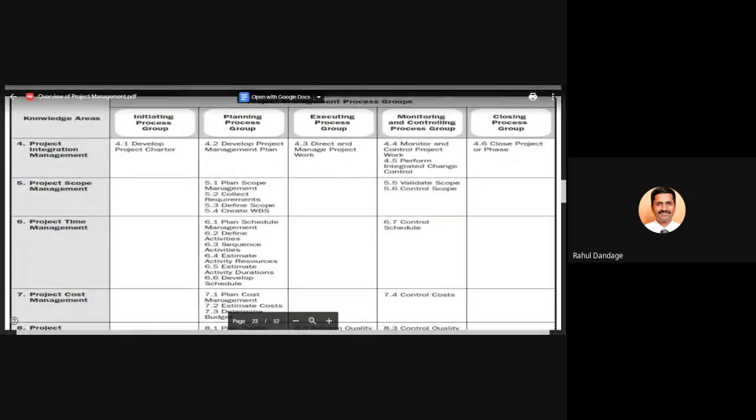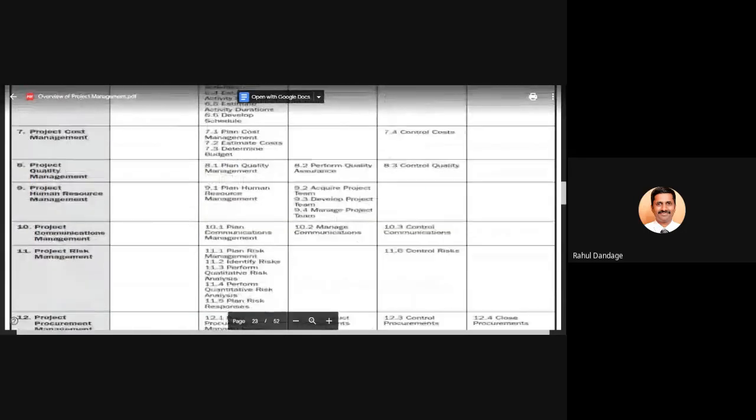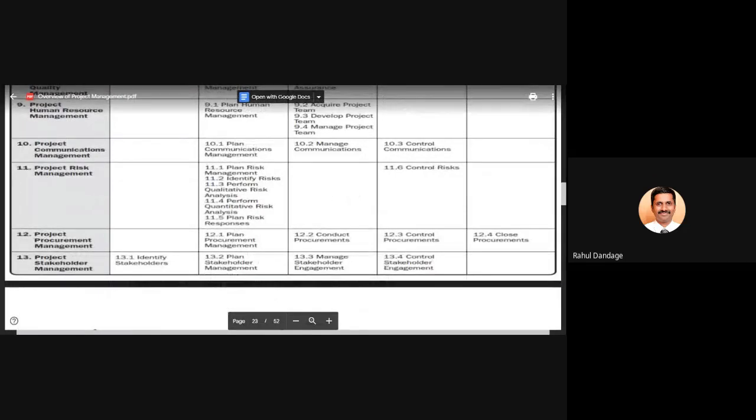So this knowledge area number 10, the 10th knowledge area, was introduced for the first time in 2013.